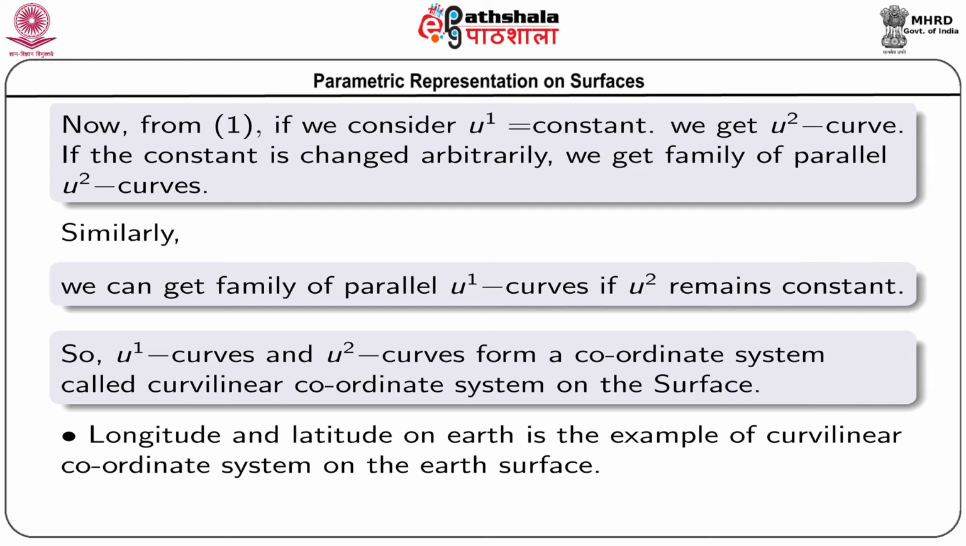For example, longitude and latitude on earth is an example of a curvilinear coordinate system on the earth's surface, because for any distance or anything we want to measure, we have to use the longitude and latitude for the earth surface.